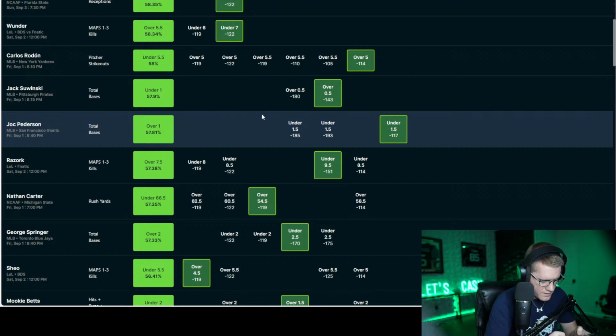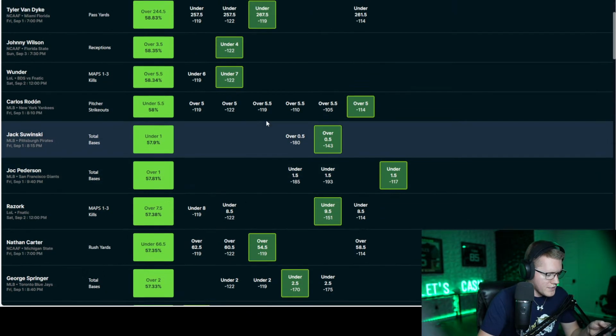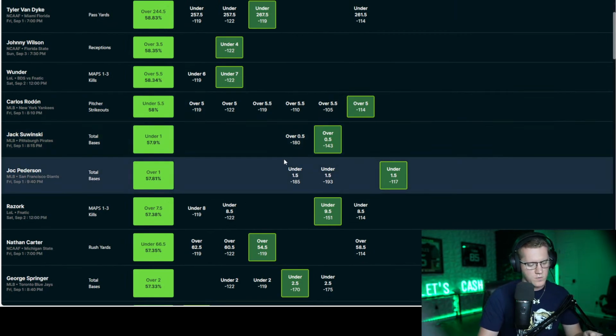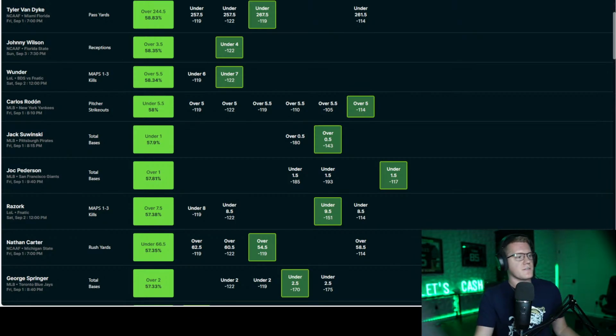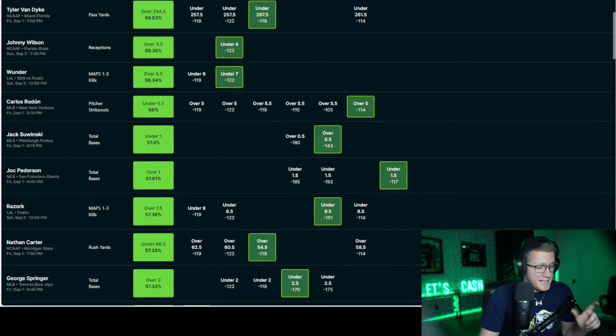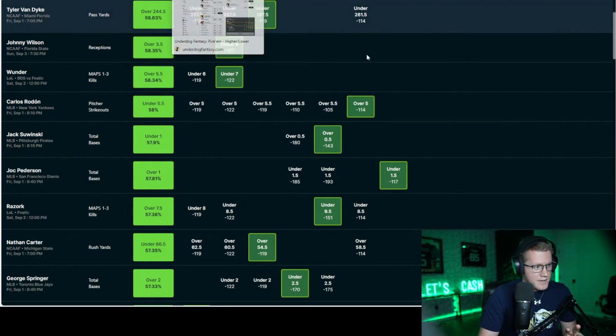Hitting the over there. Got it. Okay, so we got a mortal lock. We got Johnny Wilson over 3.5 receptions, Wonder over 5.5, and then Jock Peterson over 1 total bases. And that's with Jock Market. Their payouts are the exact same as Underdog, right? So you get 6x payout for hitting a 3-man, and that's non-insured.